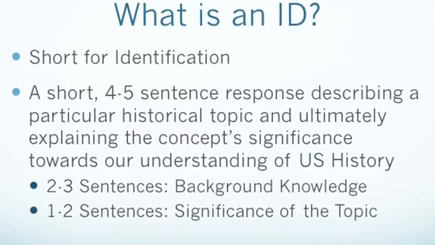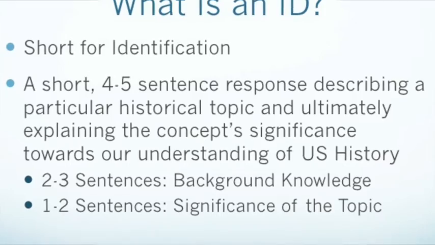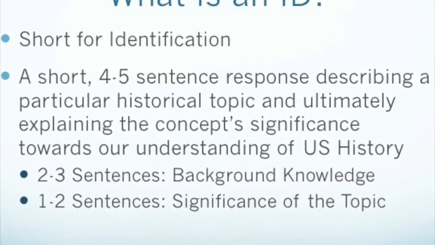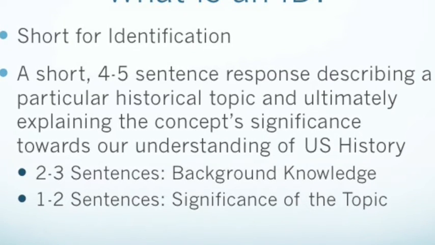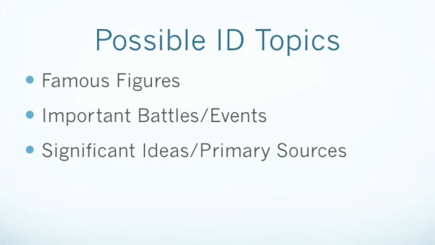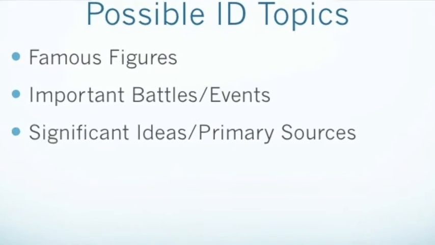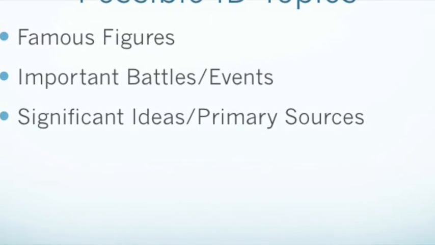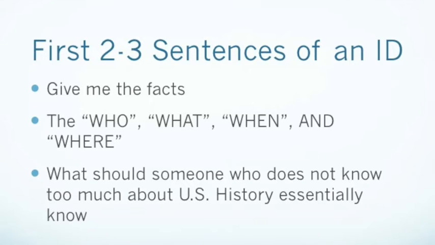4 to 5 sentences, basically a paragraph, not a very long paragraph, but 4 to 5 sentences, basically asking you to explain this certain topic and ultimately explain its significance in US history. So, to give you an example, let's say on a quiz or a test, I asked you to talk about George Washington. So you would probably spend the first couple of sentences, I would say about 2 to 3 sentences, talking about who George Washington was.